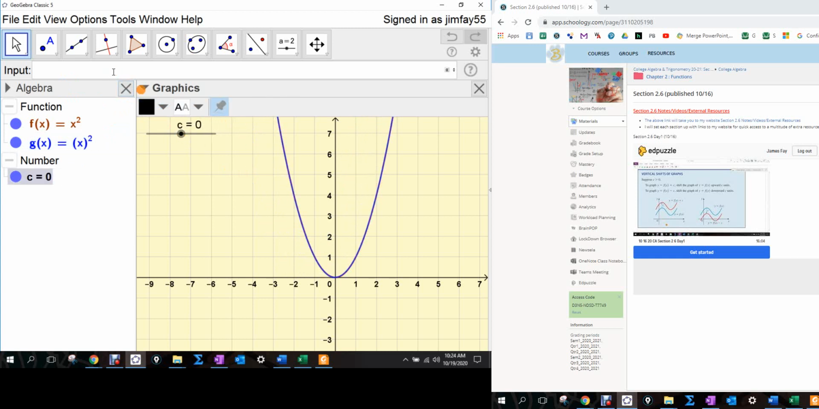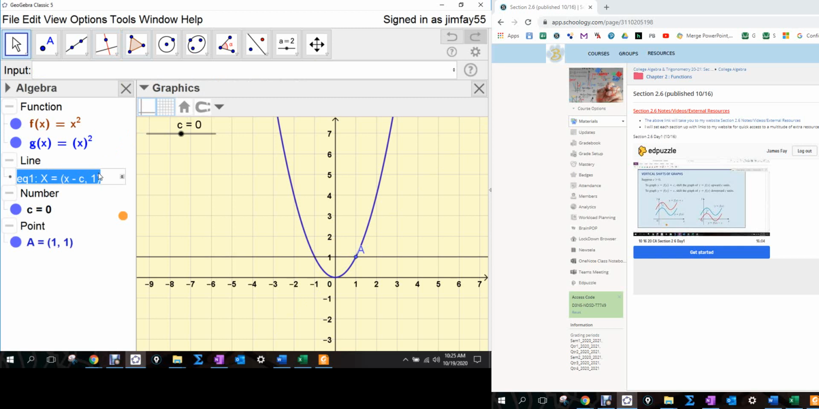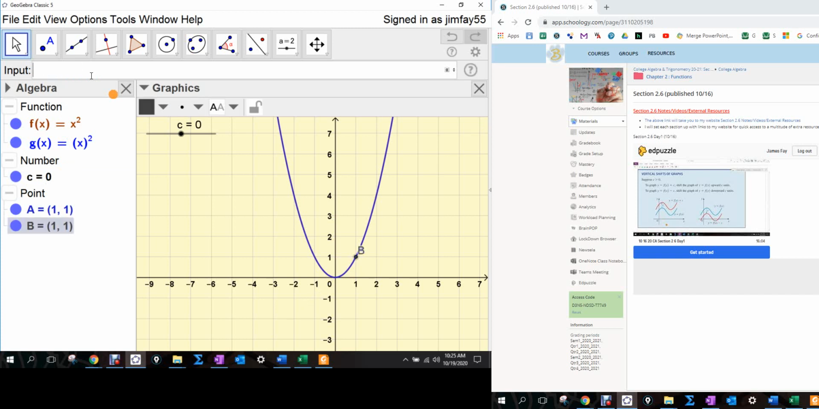Okay. Now what I want you guys to also look at, let's look at the point, how can I do this? If I look at 1, 1, okay, and that didn't do what I wanted. Okay, let's do it this way. X of A minus C comma 1. Okay.